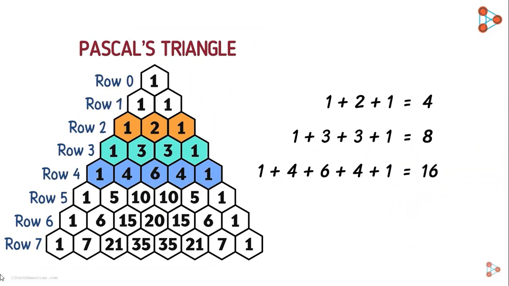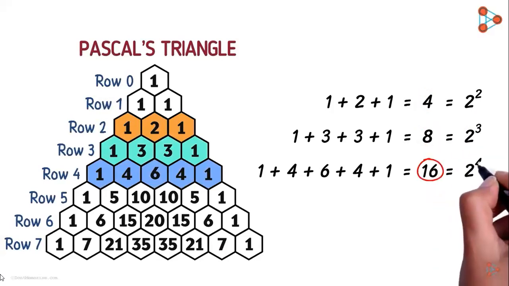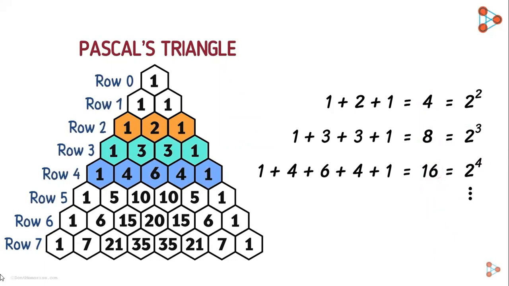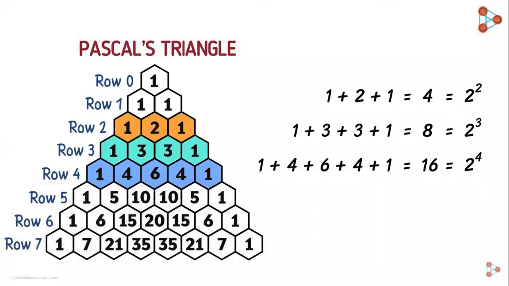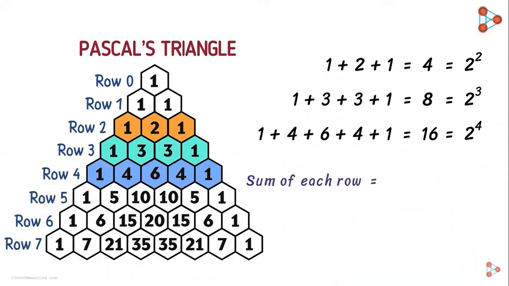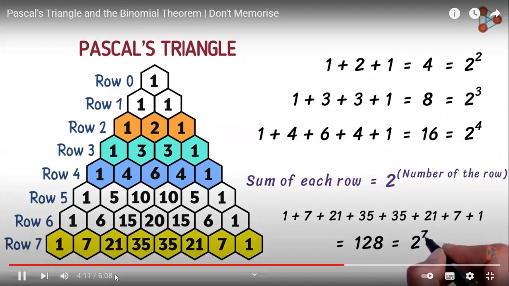Do you see a pattern here? 4, 8, 16 and so on. 4 can be written as 2 squared, 8 is 2 cubed, 16 is 2 raised to 4 and so on. How can we generalize this pattern? Yes, the sum of each row can be represented as 2 raised to the number of the row. You can check it out for any row. Take the 7th row for instance. We will get the sum as 128, which is nothing but 2 raised to 7.